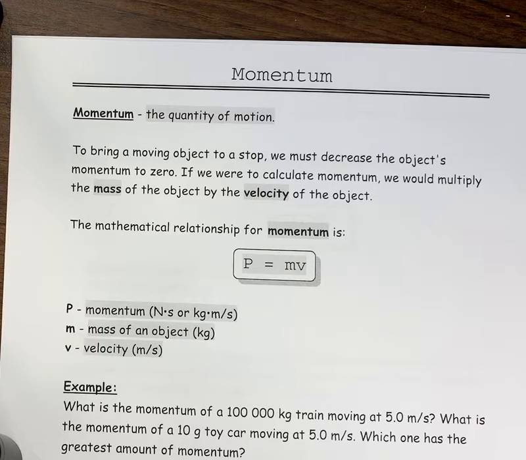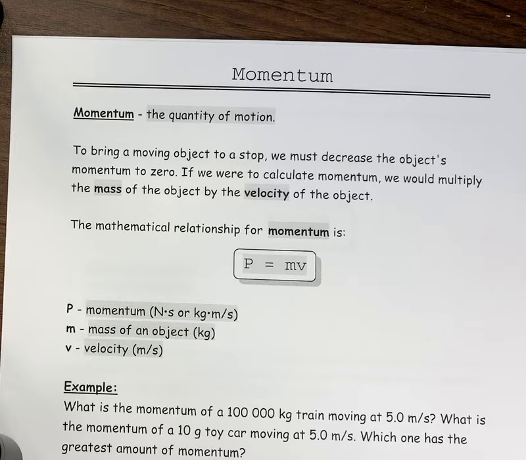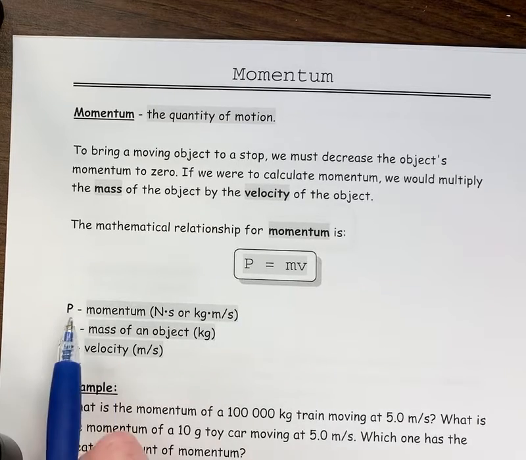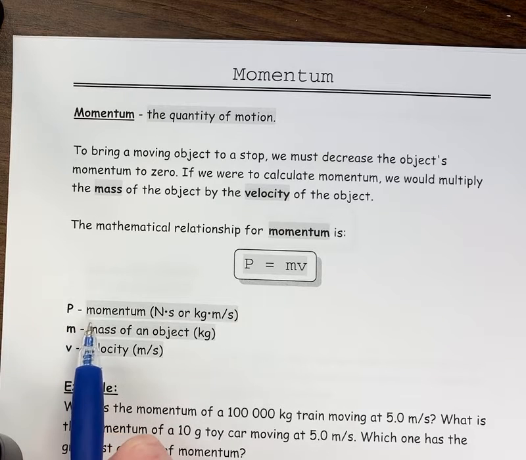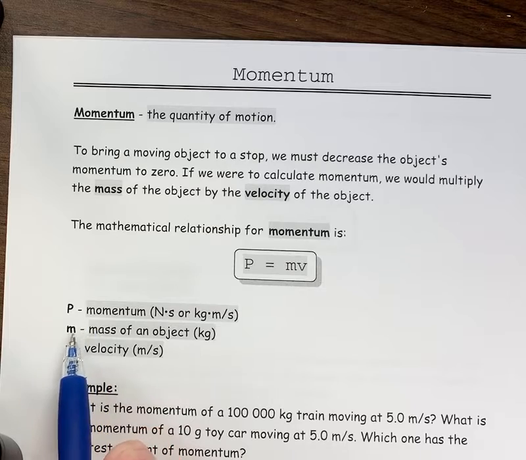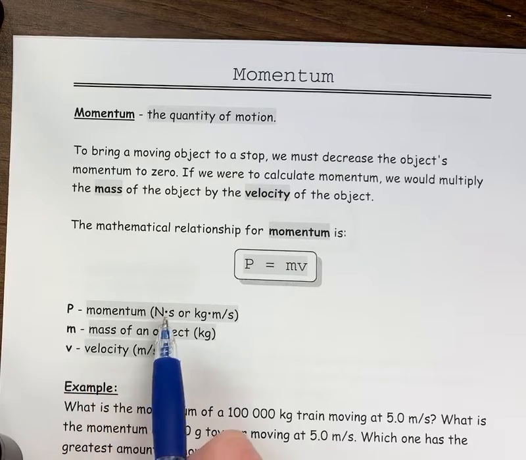If we were to calculate the momentum, we would multiply the mass of the object by the velocity of the object. So let's look at what that would look like as a formula. The mathematical relationship for momentum is P equals M times V. P is a variable, capital P, that we use for momentum. We don't use an M because M is used for mass.